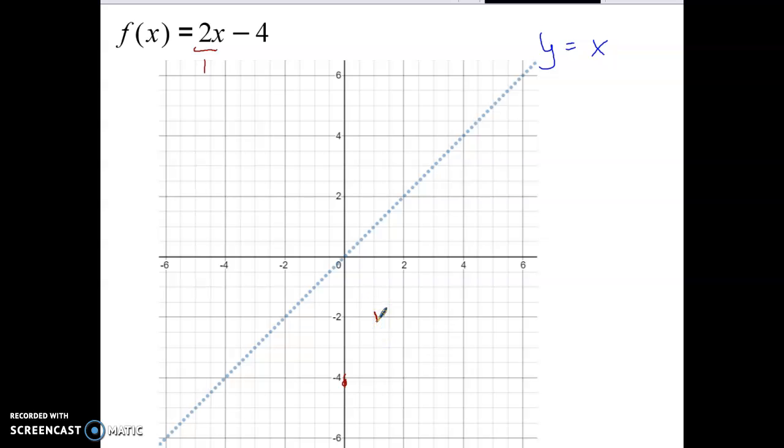All right, and I could do that as often as I wanted. Up 2 and right 1, going over and over and over again until I create a line. So let's connect the dots here.